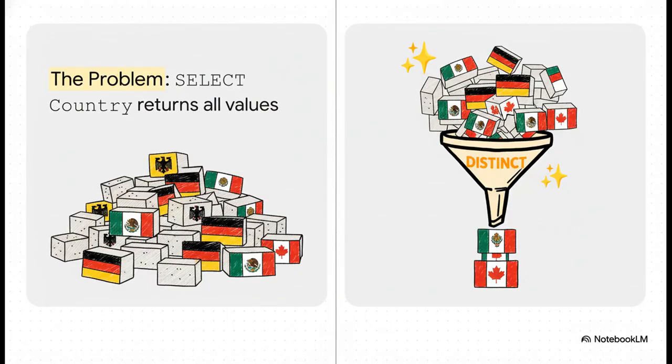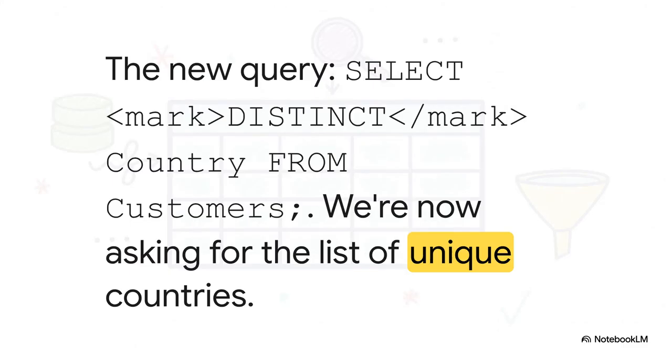And here's a perfect side-by-side comparison. On the left, you've got our original query, which just gives us everything, repeats and all. But on the right, our new and improved query promises to give us only the unique values. It's amazing how that one little word, distinct, totally changes the kind of answer we get. So here it is, our new, much smarter question for the database. Select distinct country from customers. See how we're being more specific? We're not just asking for countries anymore. We're asking for the distinct countries.